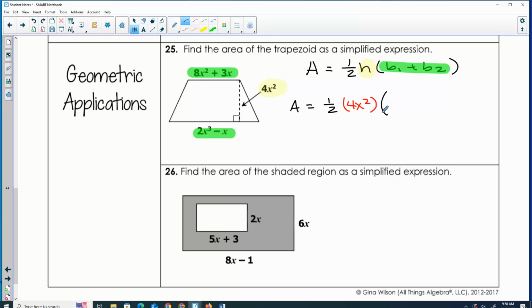So if I'm going to add them, let's see, do we have any like terms? So I have a 2x cubed. Do we have any other x cubes there? No, so it just stays. We have an 8x squared. Positive 3x and negative 1x is plus 2x.